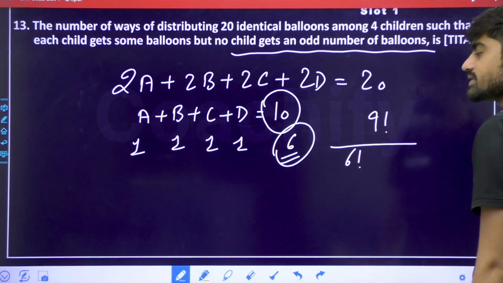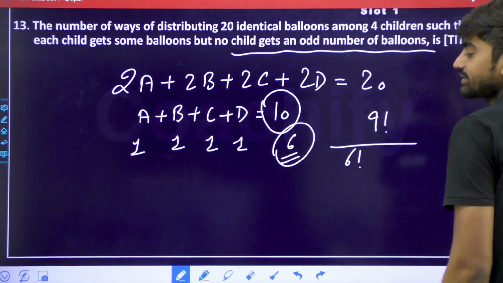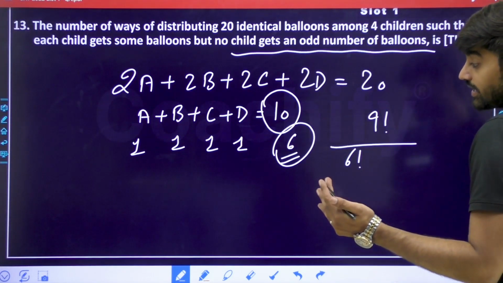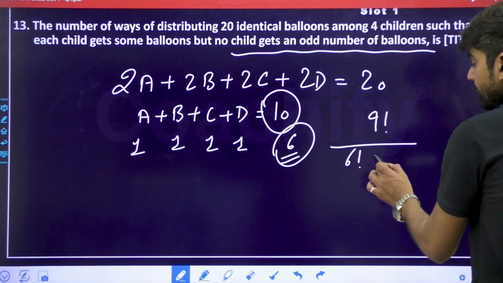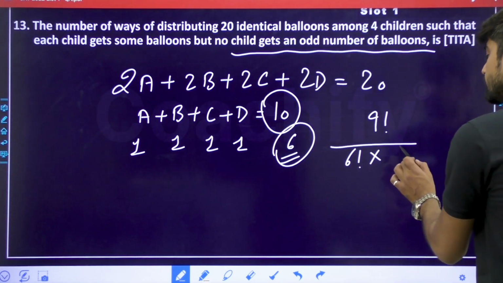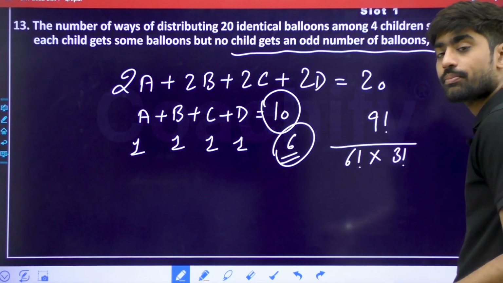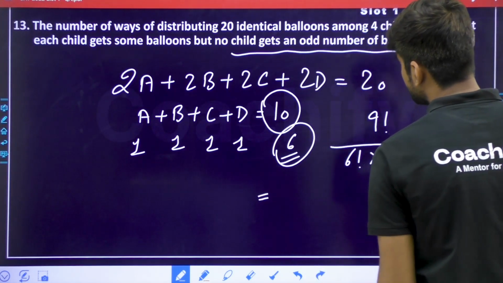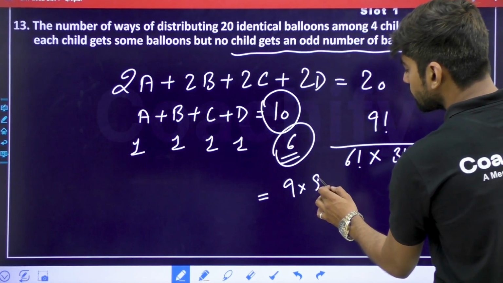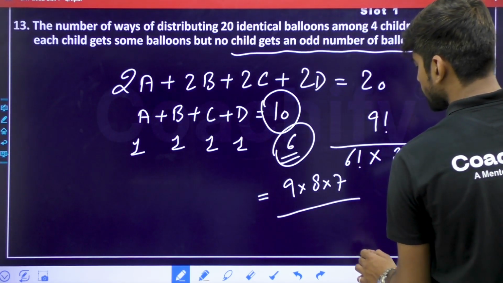Why am I dividing it by 6 factorial? Because all these 6 balloons are identical, so to avoid repetition, I have to divide by 6 factorial. At the same time, I have to divide by 3 factorial because the 3 separations that I am taking are also identical. On solving this, the value that I am getting is 9 into 8 into 7 upon 6 factorial.